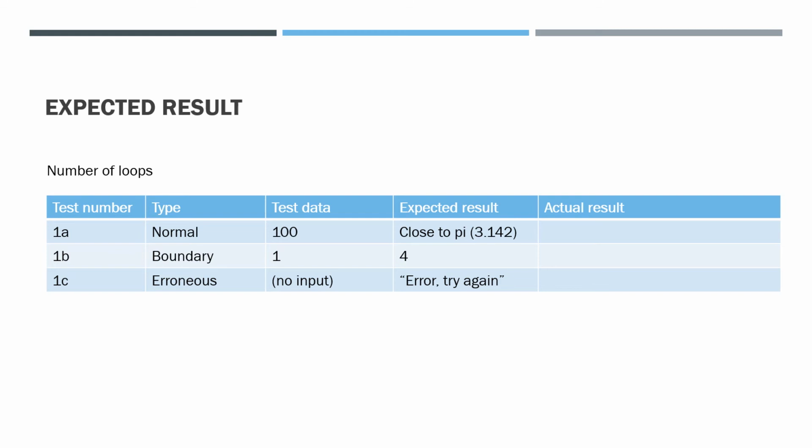If we enter a large number of loops, we expect the result to be close to pi. If we only loop once, because of the way Leibniz's method works, we would expect to see the value 4. And if we make a mistake when we're entering the number of loops, we would expect to see an error message and perhaps have the chance to try again.